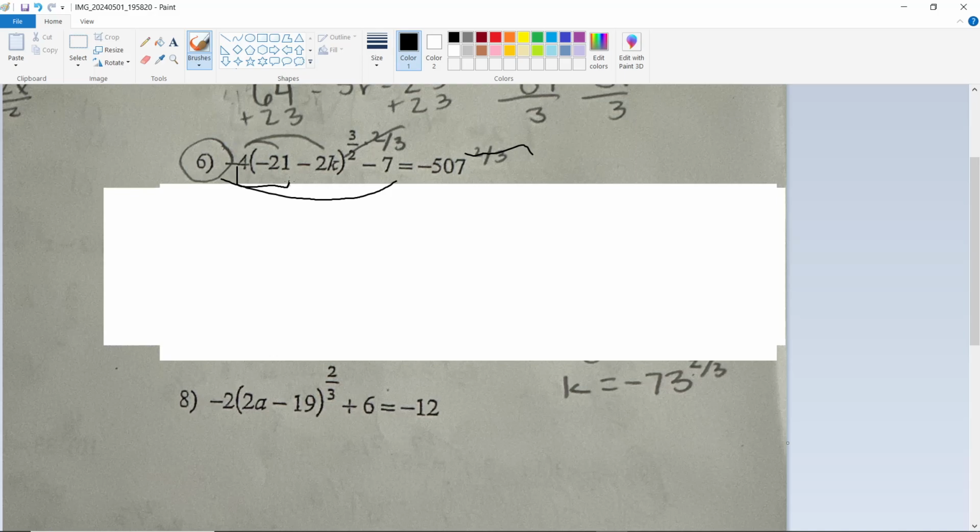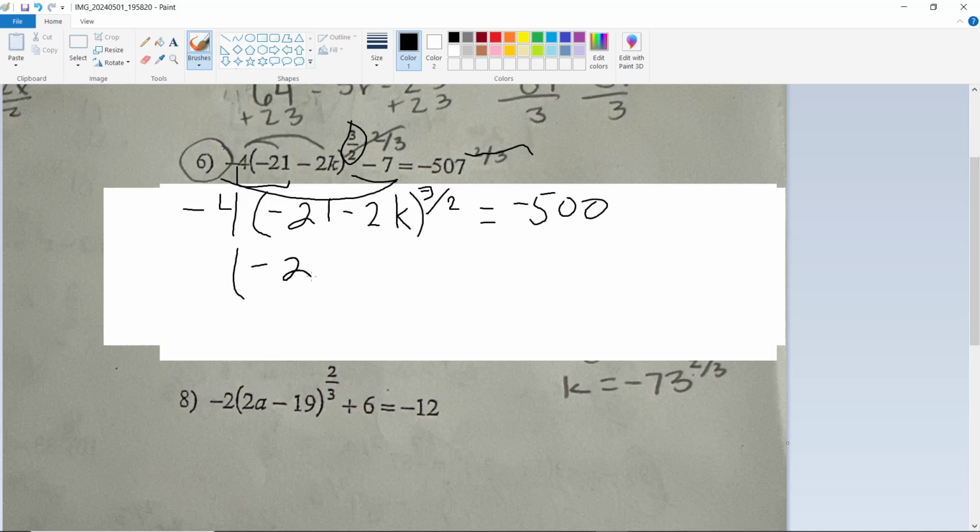So before I do anything with this exponent, I have to get whatever's in that parentheses to the 3/2 power by itself on the left side. So first I'm going to add 7 to both sides. Negative 4 times negative 21 minus 2k to the 3/2 equals negative 507 plus 7 is negative 500. Now I'm going to divide both sides by negative 4.